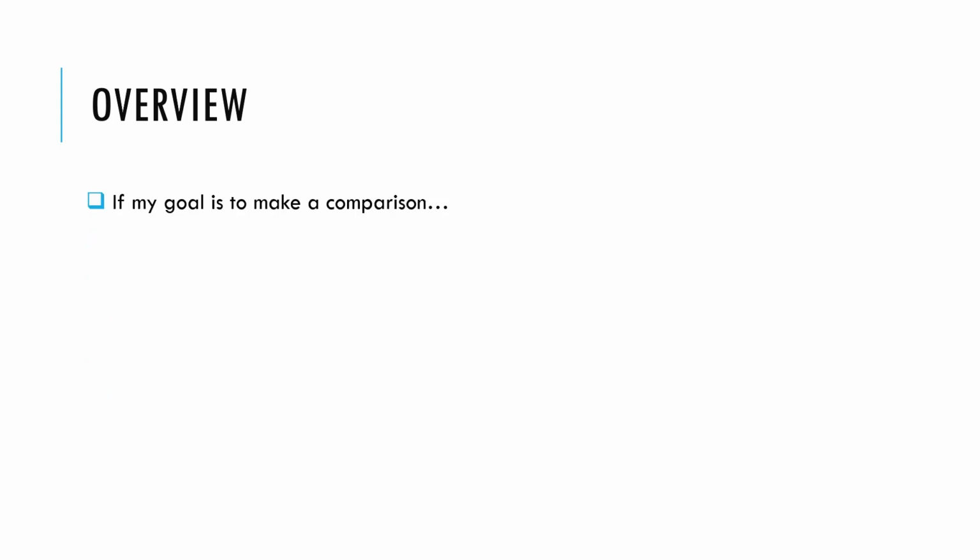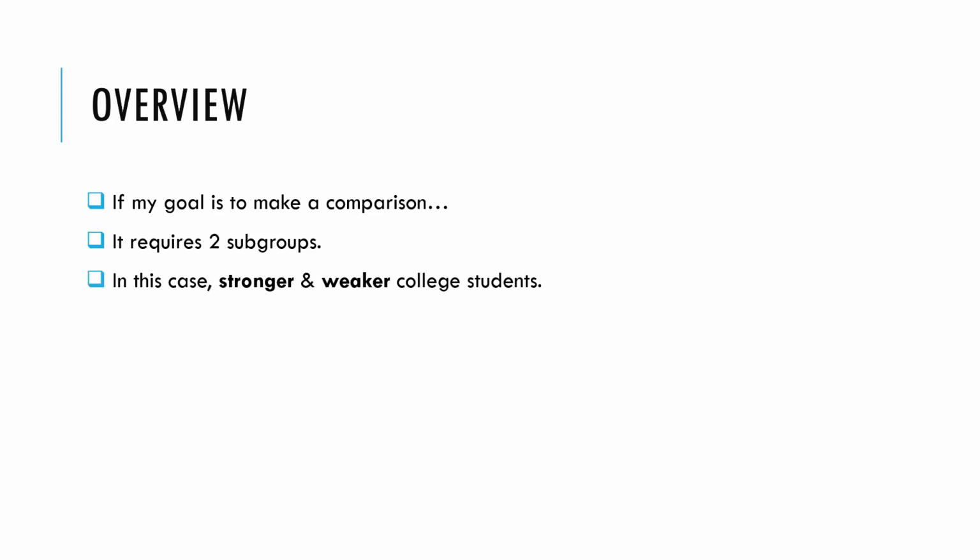So if my goal is to make a comparison like this, then it requires two subgroups. In this case, I could have more, but we're keeping it simple for now. So in the example I just talked about with number of absences and test scores, if I want to know if absences affect stronger and weaker students similarly, I need those two subgroups. So I need to have my data divided into stronger and weaker college students, assuming that I've got this big data set on college students.